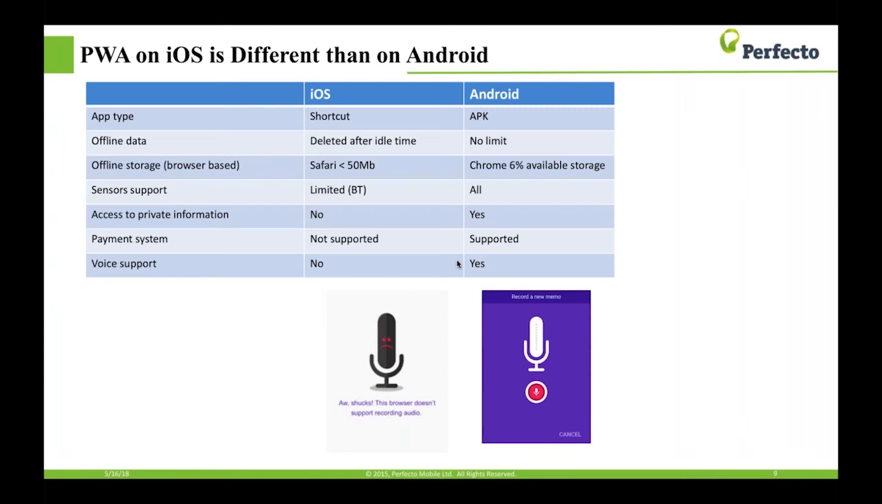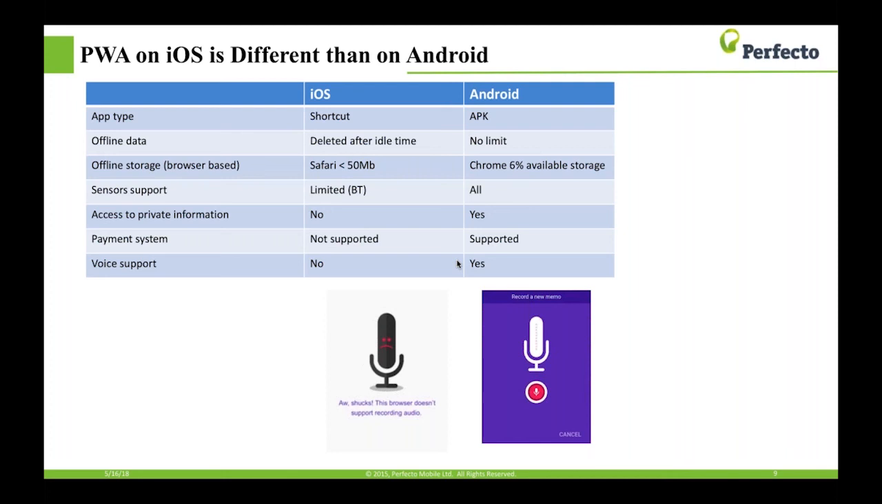So let's talk a little bit about the differences between iOS and Android. I think this is a very important slide because it can show you the current state of PWA. Regarding the application, as we mentioned, on iOS, it's just a shortcut to a lightweight, or you can say even better, instance of Safari, which allows you to access different areas. In Android, you have a full APK. Regarding the offline data, you have no limit on Android. But on iOS, after a defined idle time, it's going to be deleted.